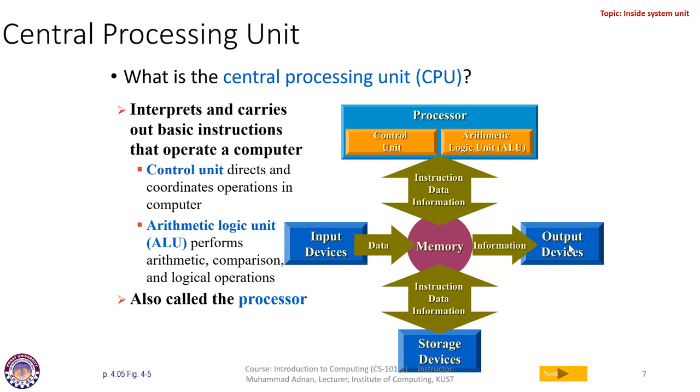So this is the central processing unit. It is the brain of a computer system. It is the most important part of the computer system.